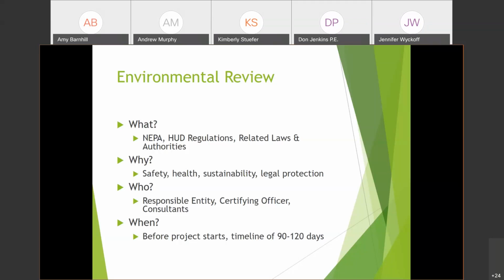And so it ensures the environmental information is available to the public before decisions are made and before actions are taken. It helps public officials make decisions with an understanding of environmental consequences.